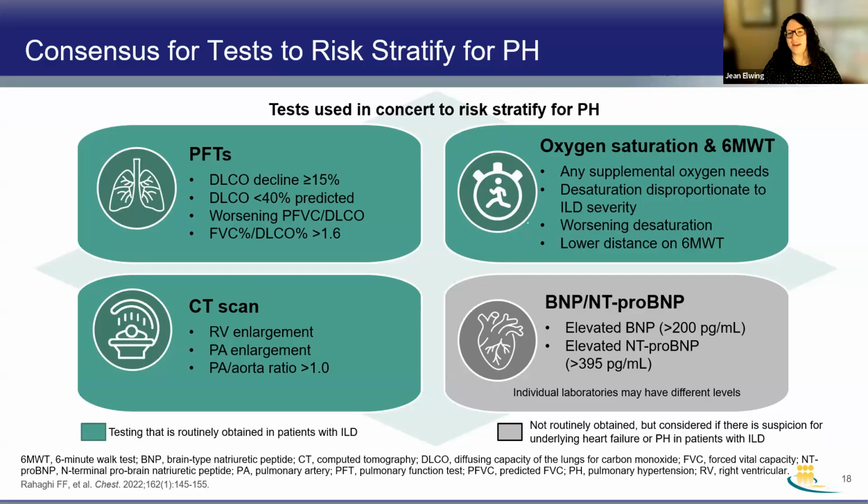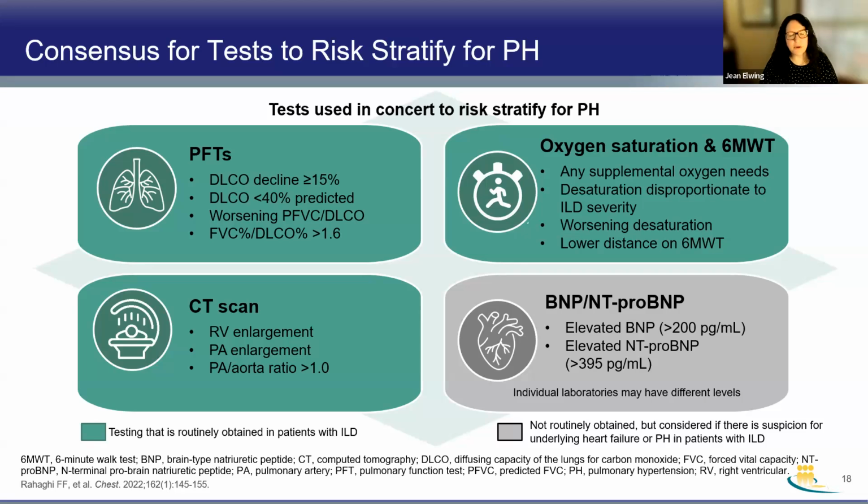So what I want you to concentrate on here is I'm going to break them down into groups, and then the big bells and whistles that should go off when you see these changes. In your pulmonary function testing, you want to look at the ratio of the FVC and the DLCO. You want to know if the DLCO is declining more than the rest of your pulmonary mechanics. So a DLCO decline of greater than or equal to 15%, a DLCO less than 40%, or a worsening FVC to DLCO percentage greater than 1.6 should prompt concern for pulmonary hypertension based on the Delphi analysis.